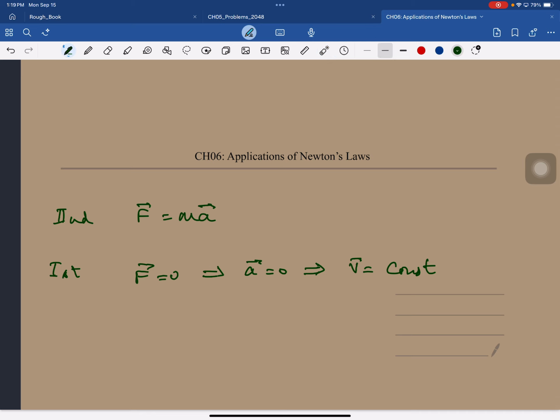And what is the third law? Yep, so forces always come in pairs, and if this guy is acting on him with a force of F, this guy reacts with an equal and opposite force. Okay?